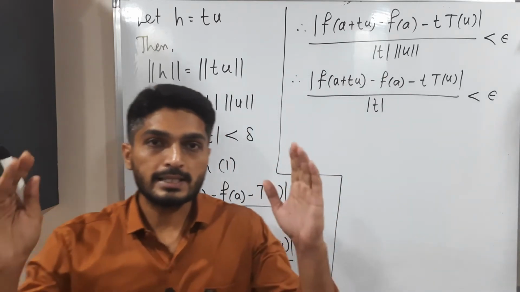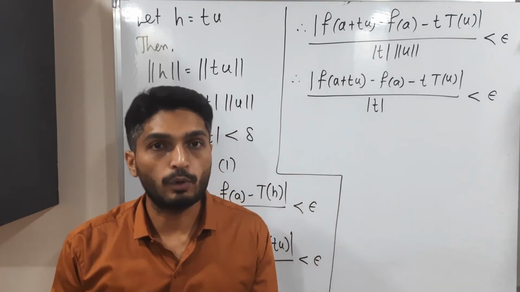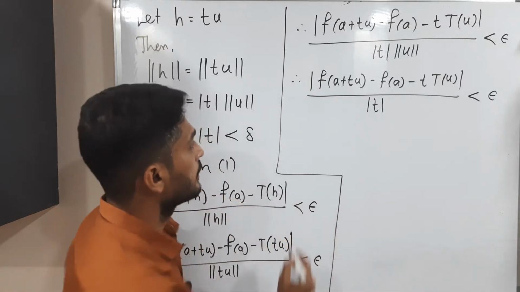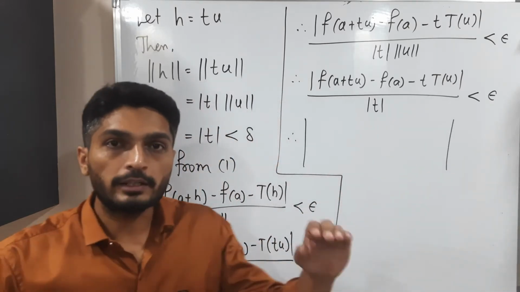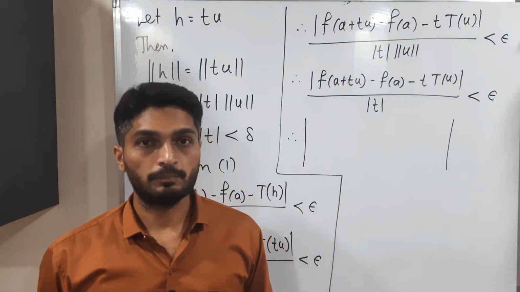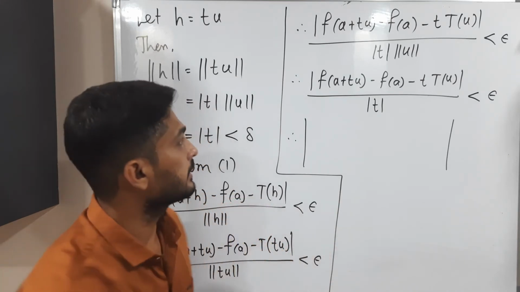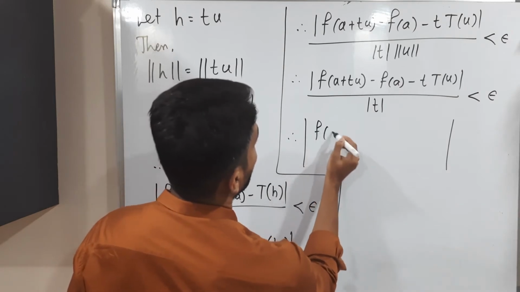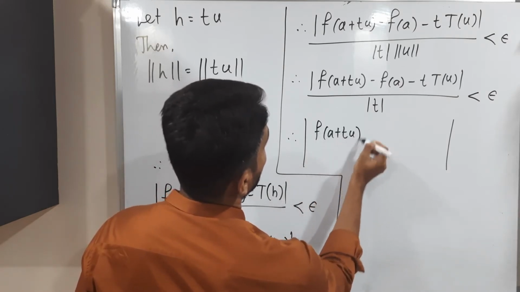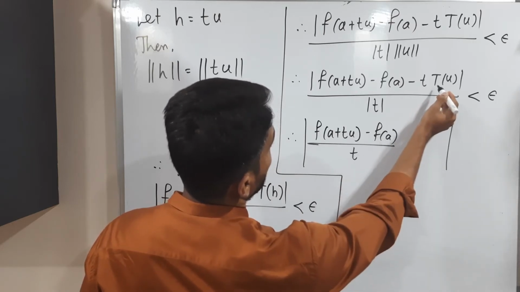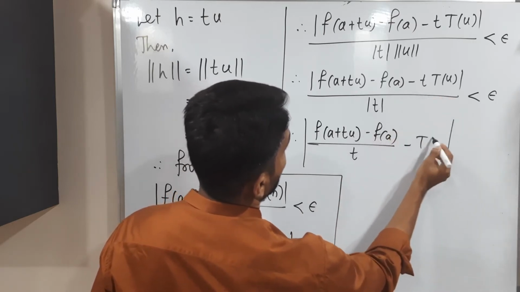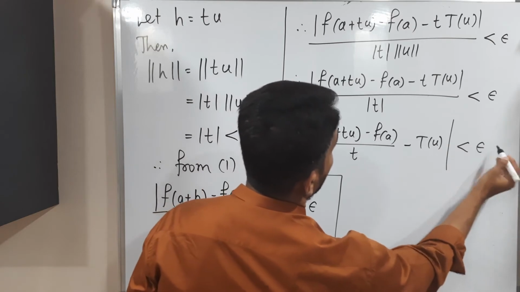The numerator has mod, the denominator also has mod, so you can take a common mod. So the numerator is divided by t only. I can divide separately: f of a plus tu minus f of a divided by t. If I divide it by t, t will get cancelled. So minus T of u, less than epsilon.